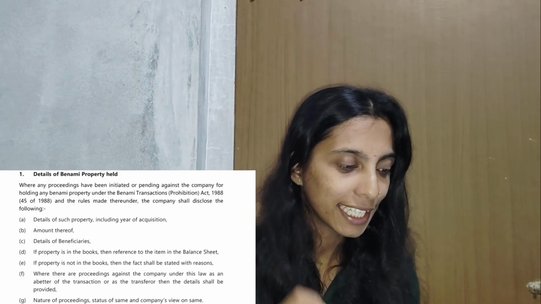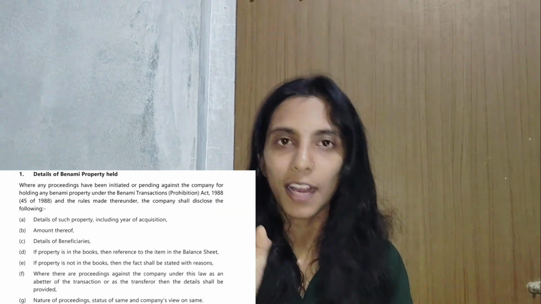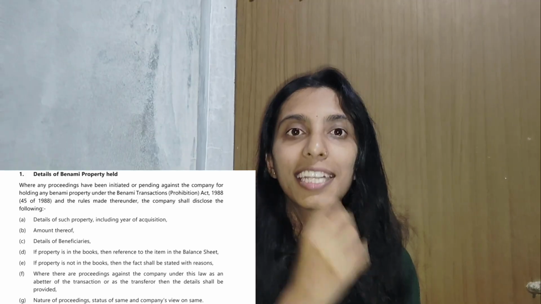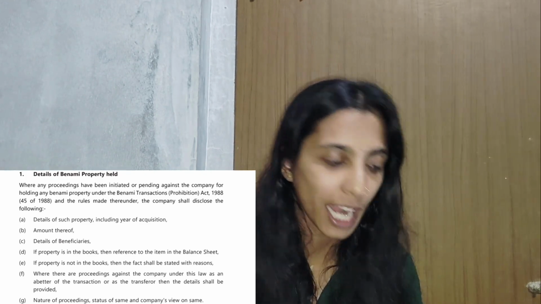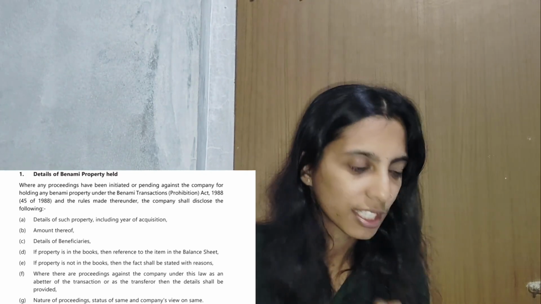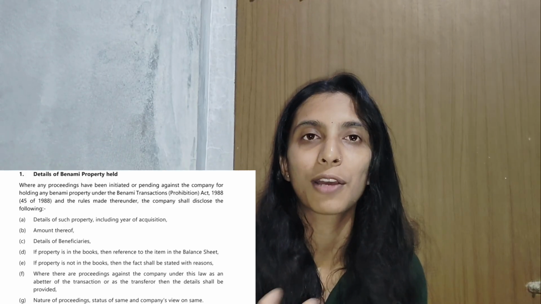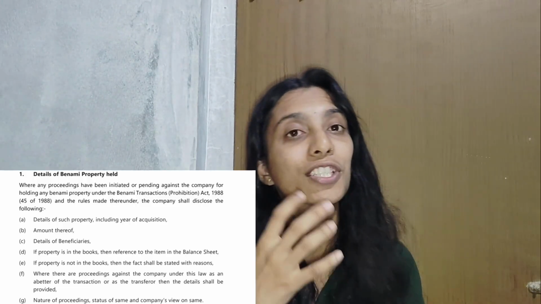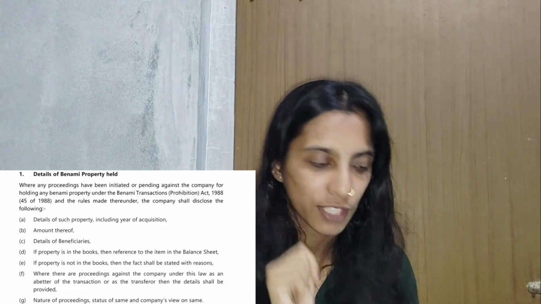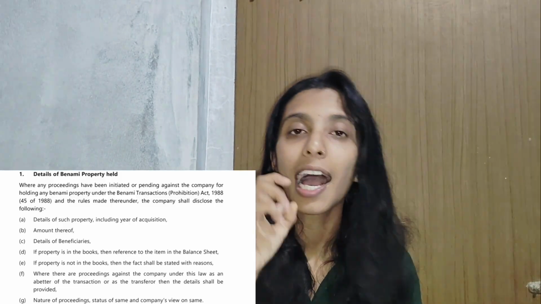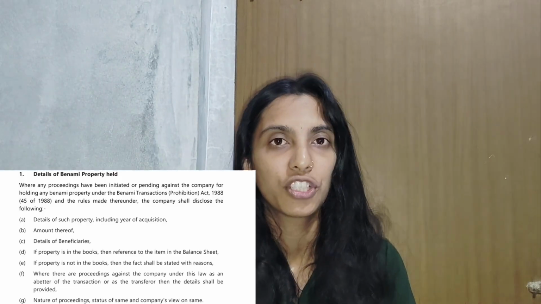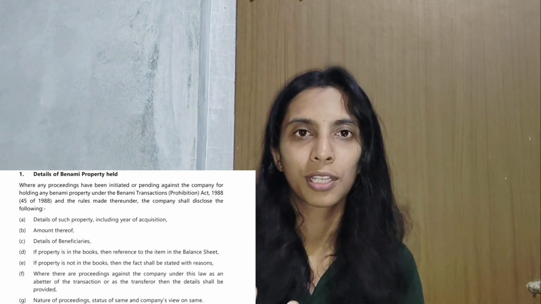The first point is details of such property, including year of acquisition. You have to mention the details of the Benami property that you hold and when that property was acquired. Details of such property, the year of acquisition and amount thereof. Amount thereof means the money which the company has spent on that property. Then details of beneficiaries. Beneficiaries means the person who gained something from that property.